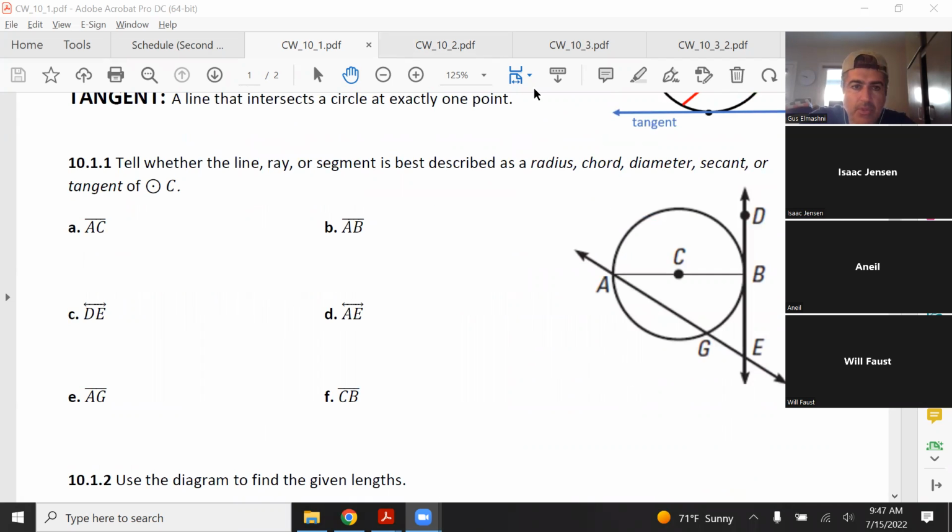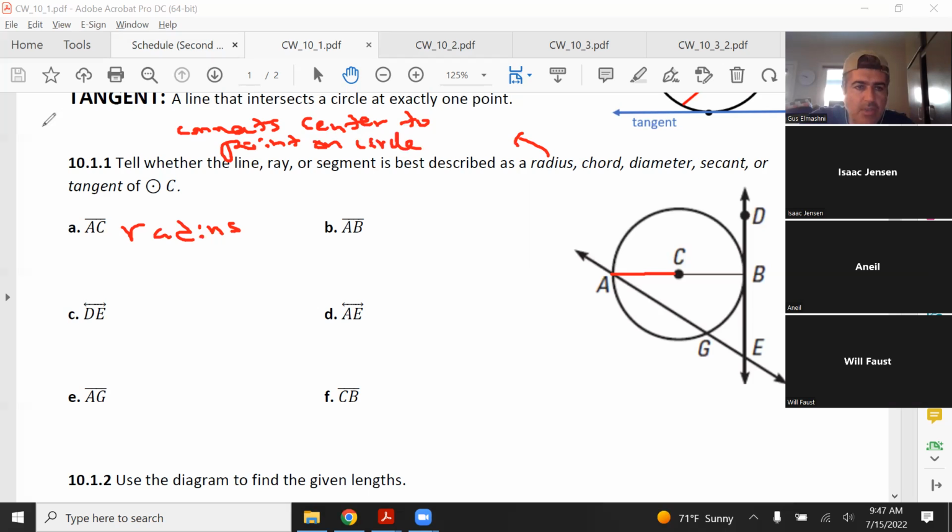So let's take a look at AC. That's totally a radius, right? Radius connects the center to a point in the circle. And it should say a segment that connects center to point in the circle.